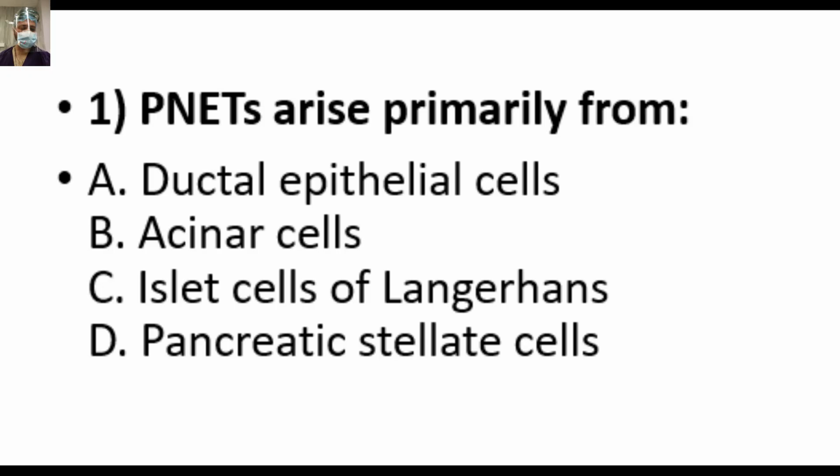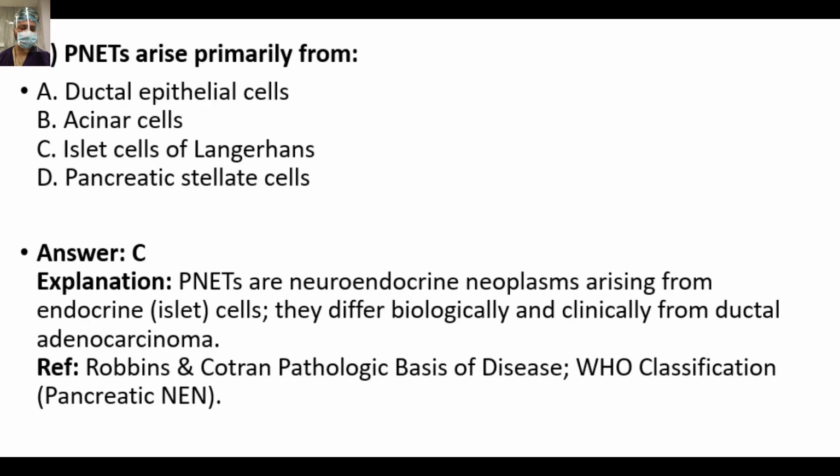So question number 1 is, PNETs arise primarily from ductal epithelial cells, acinar cells, islet cells of Langerhans, or pancreatic stellate cells. The answer is C, islet cells of Langerhans. Basically, pancreatic neuroendocrine neoplasms arise from the endocrine islet cells, and they differ biologically and clinically from ductal adenocarcinomas.